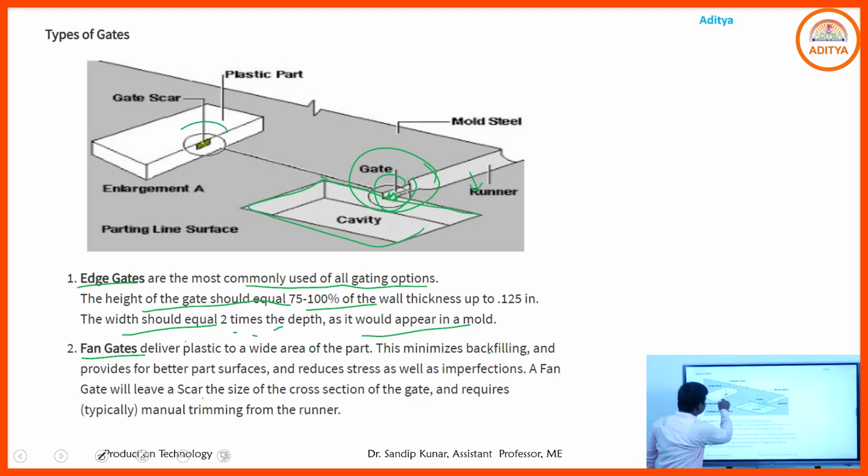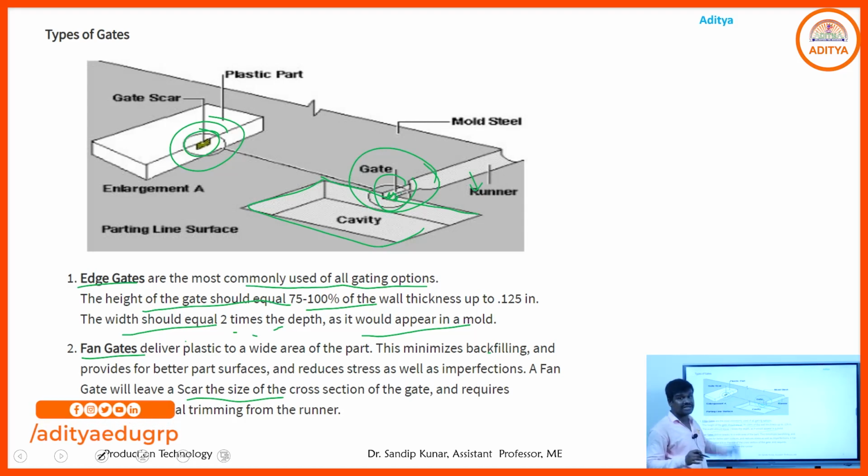Now the fan gate will leave a scar the size of that particular cross sectional area, and requires manual trimming from that particular runner. Sometimes that scar size will be created, and sometimes trimming is required in that particular gate also.